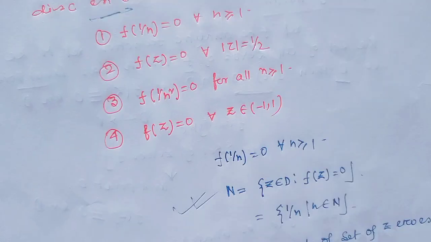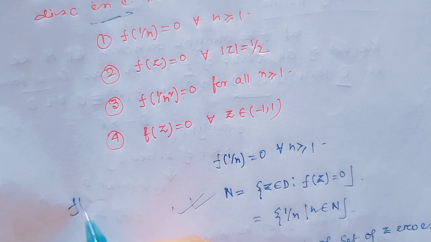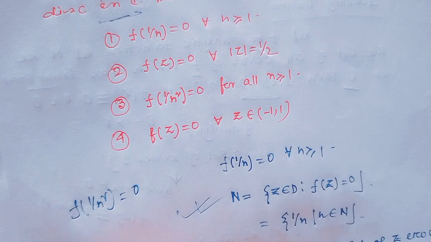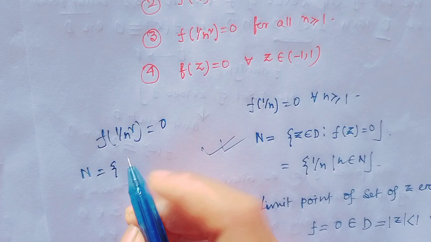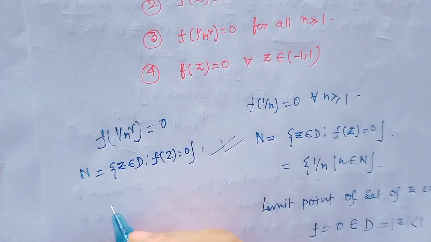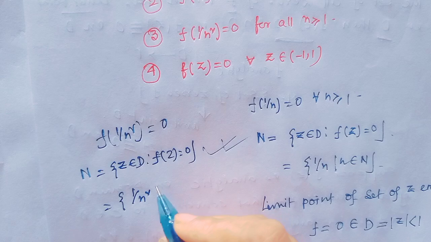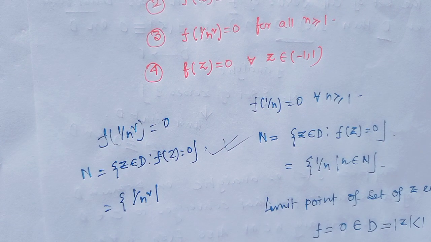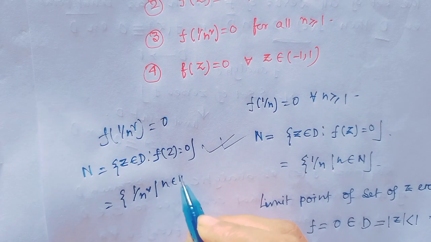Option 3, f of 1 over n square equal to 0 for all n greater than or equal to 1. This is the same as the first. Here the zero set is the set of z belonging to the domain such that f of z equal to 0, and this is nothing but 1 over n square, where n belongs to the natural numbers.